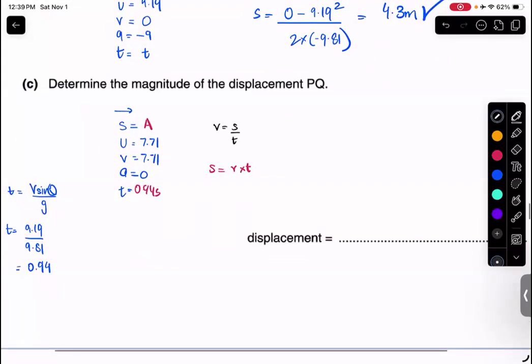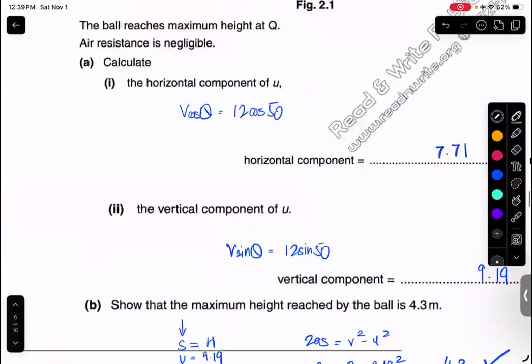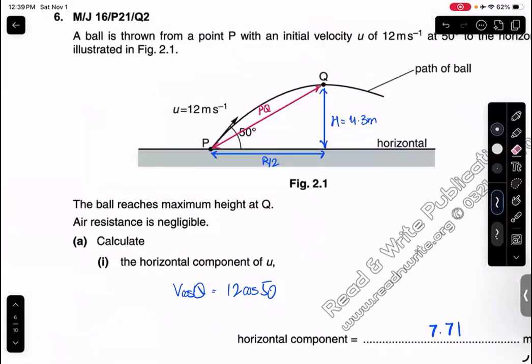So if you want to find out what RS is, RS is equals to V. What is V? 7.71. What was time? 0.94. RS is 0.94 into 7.71. Okay. The value of RS is 7.22 meters. So whatever this is, this is 7.22 meters.